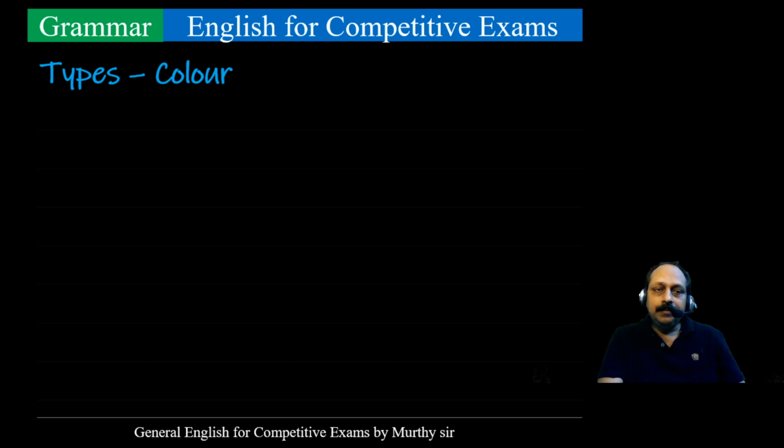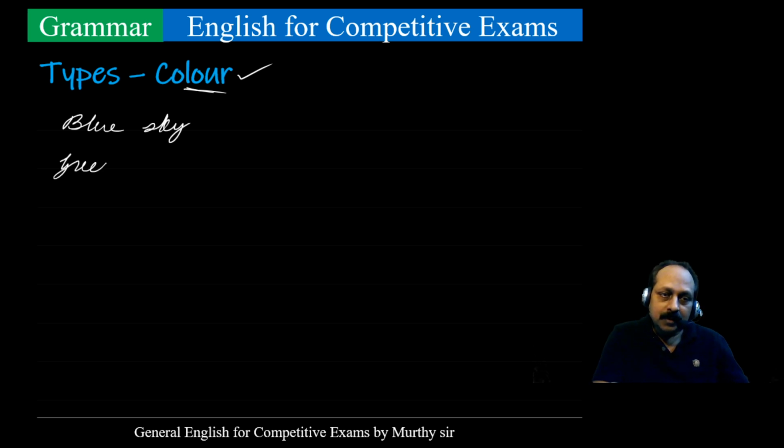Now let us go to types. Generally speaking, there are 8 types of adjectives. The first one, color. Color, it could be COLOR, that is American spelling, COLOUR, British spelling. Exam point of view, we don't consider American spelling, we consider British English. So types, first one, adjectives of color. Look at these examples. Blue sky, green grass, red carpet.